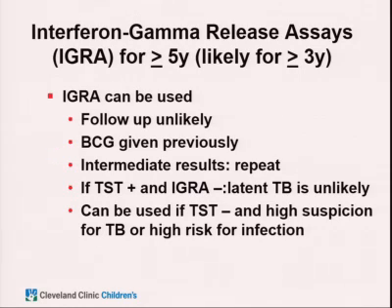So children 5 years of age and older, you can use these instead of a PPD if follow-up is unlikely. If the child has had BCG, intermediate results with these tests are fairly common, and you just want to repeat the test. And if the TST is positive and the IGRA test is negative, which sometimes happens, latent TB is pretty unlikely, and we usually rely more on the IGRA test. If the TST is negative, but you have a high clinical suspicion of tuberculosis, then it is okay to use an IGRA test.